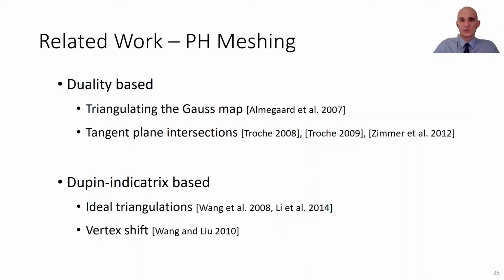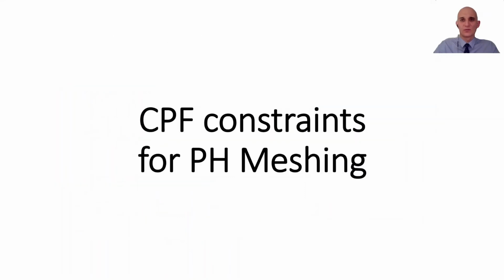Other approaches use the Dupin indicatrix by scaling to construct a hexagonal mesh. However, they require a special treatment for singularities or manual adjustments in certain regions. Let's then talk about the constraints we need to formulate in the CPF framework in the context of hexagonal meshing.